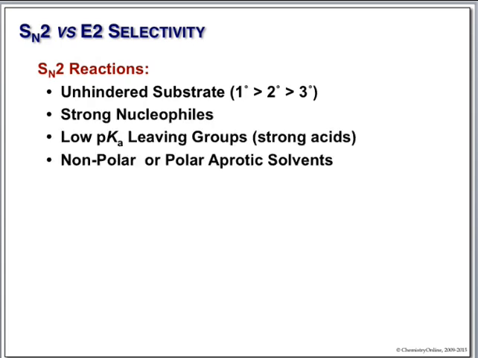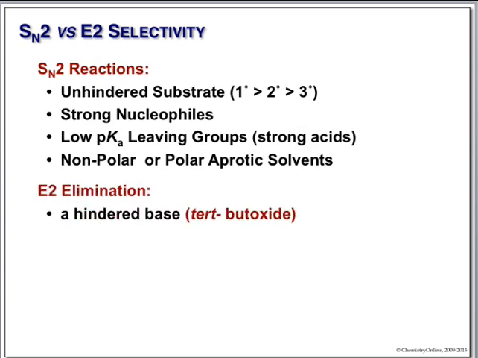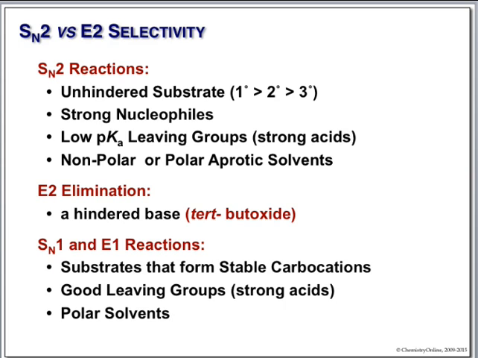All right, this is what we've done so far. SN2 reactions: primary, strong nucleophile, good leaving group, nonpolar, or a magic solvent. E2, we want tert-butoxide, period. For these guys, we want a polar solvent and something that's going to give a stable carbocation. Can you control between SN1 and E1? Not very well.